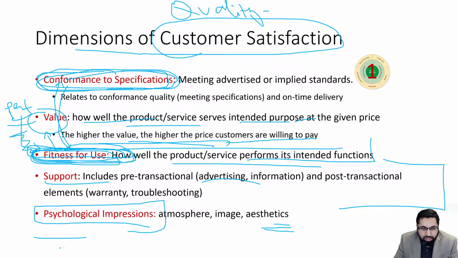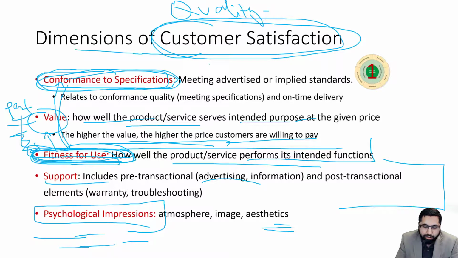This is not an exhaustive list, right? Depending on your context, you might come up with other dimensions related to the product, which are important for customer satisfaction and hence part of quality. So anything that is important for customer satisfaction becomes a part of quality in TQM, Total Quality Management.